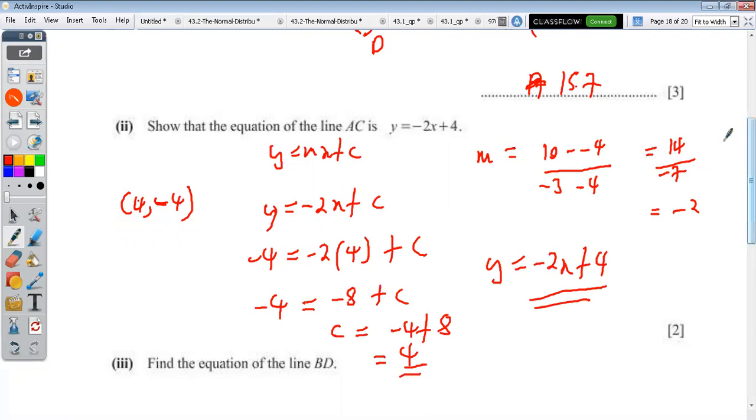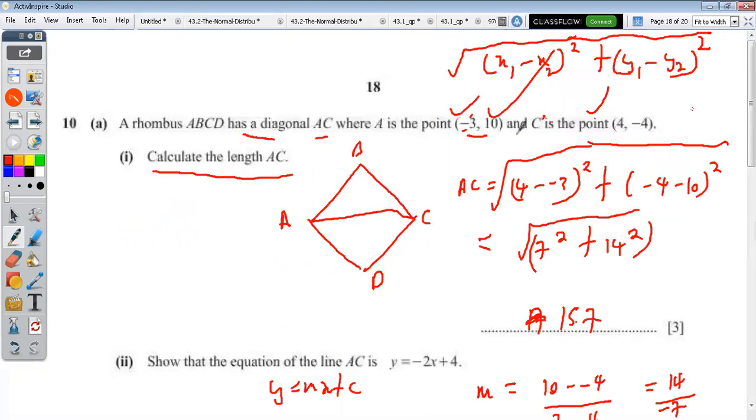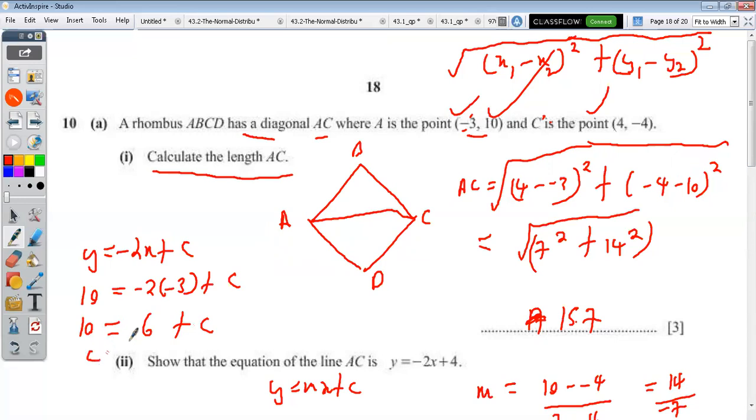Even if you had picked this point, I'll prove to you. y is equal to minus 2x plus c. Let's use that. When y is 10, this will be minus 2 brackets negative 3 plus c. 10 is equal to positive 6 plus c. Take the 6 the other side. You see, you still get the same answer. Clear now?